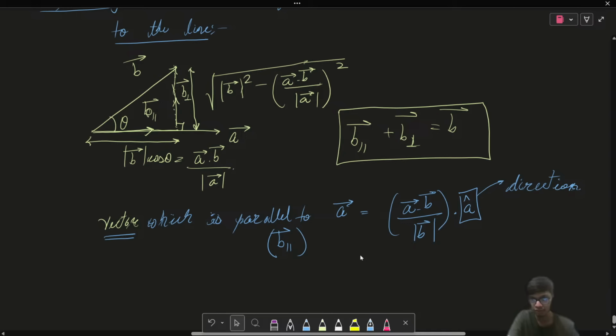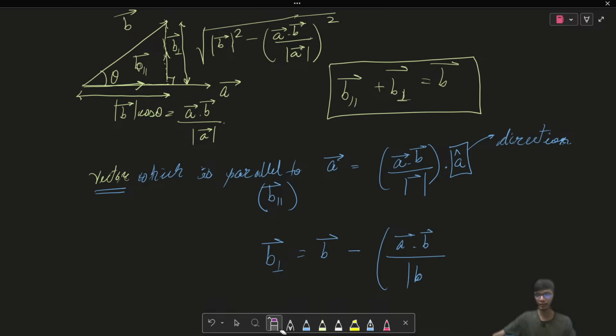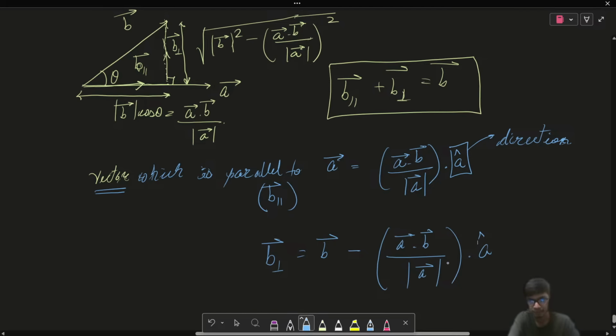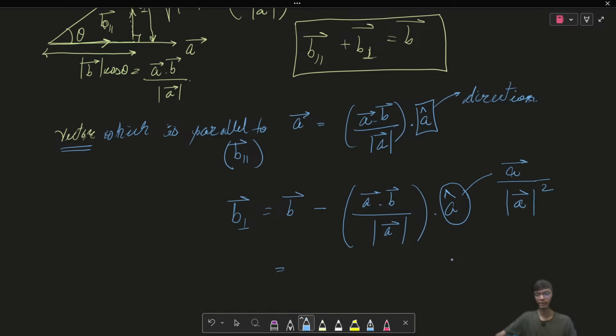Once I have this B parallel vector, by using the triangle law of vector addition, I can say that my B perpendicular vector will be equal to the B vector minus A vector dot B vector divided by, I have made a mistake here, it should be vector A. So A vector mod of it, multiplied with A cap, which I can combine and write as a simple expression. A cap can be written as A vector divided by mod of A vector, and whole square of it.